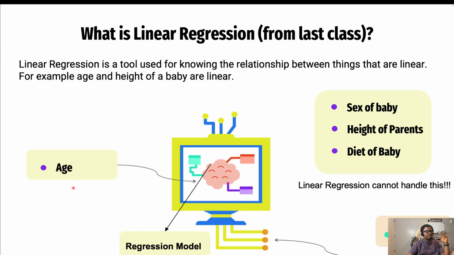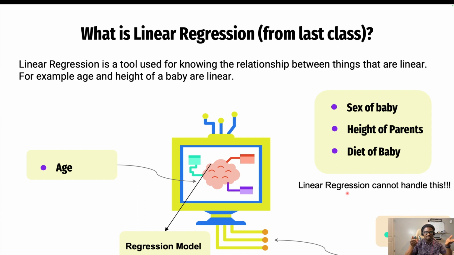We're supposed to put all of them plus the age in our linear regression model. But again, our linear regression model cannot handle this, because it can only take one input and get one output. It can only handle one at a time. It cannot handle different things, right? And most of the things that we have in our environment, it is not only one thing that affects them.